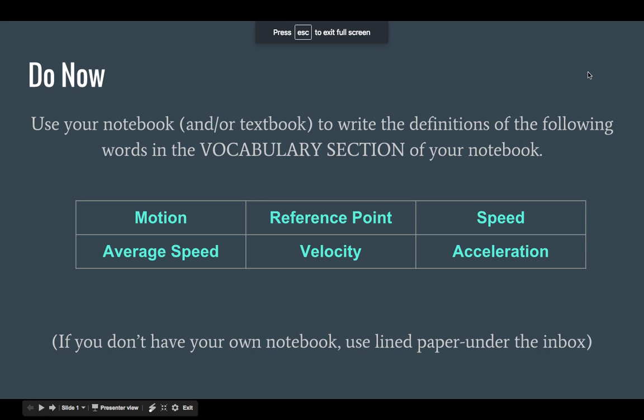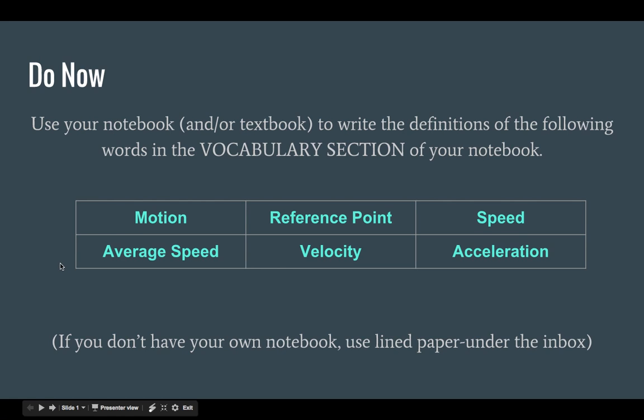Today I'm going to tell you the plan for the class period. So take out your notebook and we're going to start by writing these 6 words in the vocabulary section of our notebook. Make sure not only do you have the word, but you also have their definitions. You can either use your notebook for the definitions or the textbook. Make sure you put them in the vocab section, so motion goes in the M section.